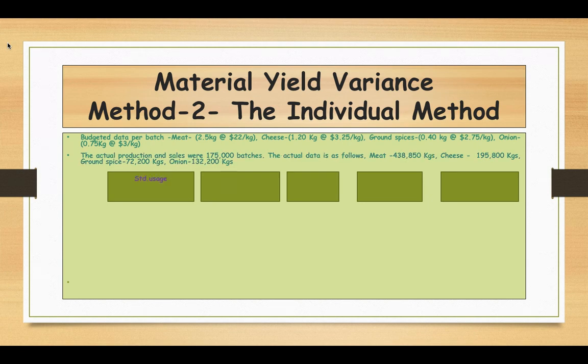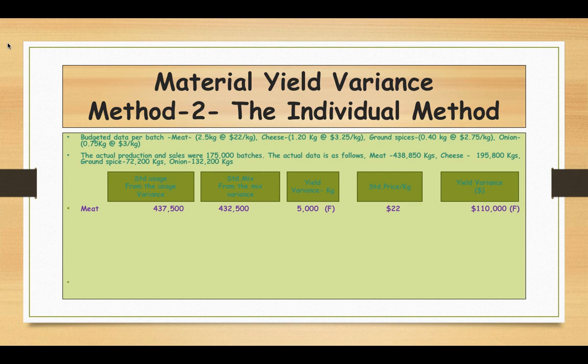Now, first we need to take the standard usage from our usage variance, and the standard mix from the mix variance. You compare the standard usage from the usage variance and the standard mix from the mix variance, and you will get the yield variance in kilograms. As we know, we need to convert that into money value, so we need to times that by the standard price per kilogram, and we will get the yield variance in money value. So we'll see individually.